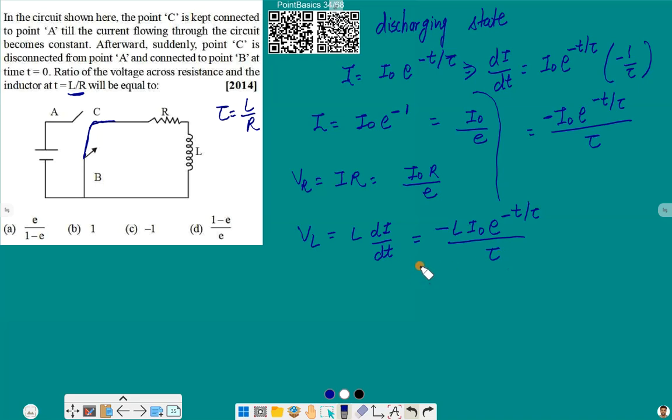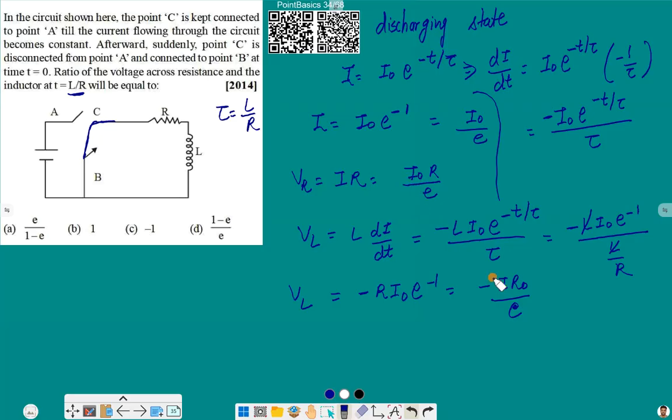This is the general expression, and we have to find the voltage at t equal to L by R, or t equal to tau. If we put the value of t here, it becomes minus L I node e raised to power minus 1 divided by tau. Again, tau is L by R, so this L gets cancelled, and the voltage across the inductor comes out to be minus R I node e raised to power minus 1, or minus I node R divided by e.